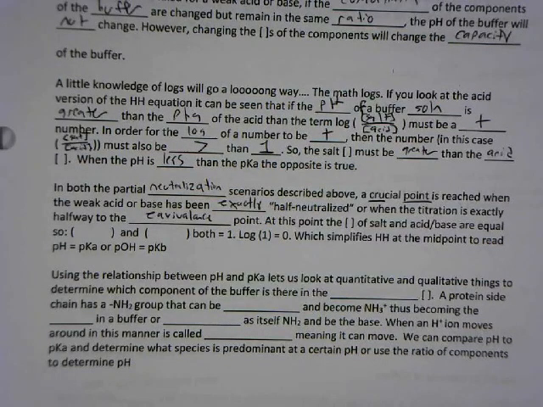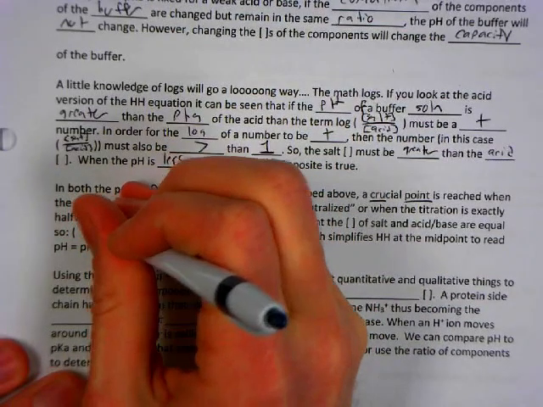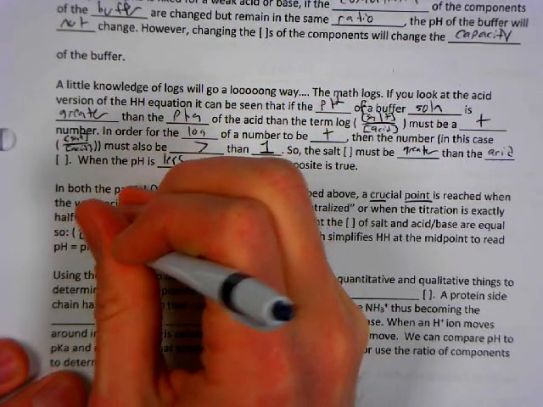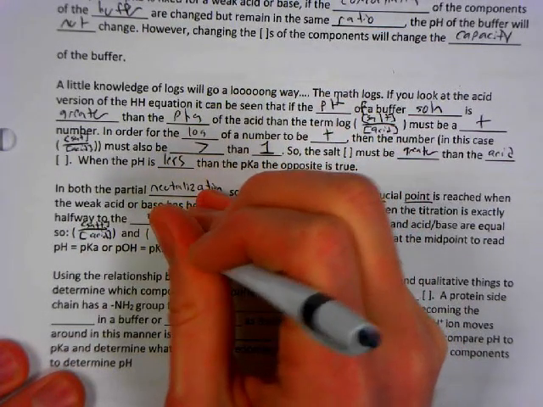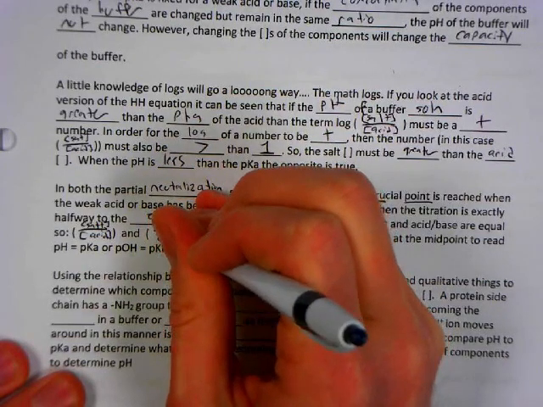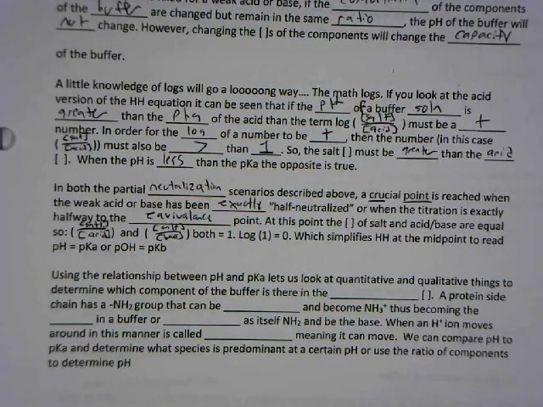Halfway to the equivalence point, the concentration of salt and acid and base are equal. So the concentration of salt over the concentration of acid, and for the other one, the concentration of salt over the concentration of base, would both equal 1. The log of 1 is 0, which simplifies Henderson-Hasselbalch to mean that at the midpoint, pH equals pKa. That's nice. That is sweet.